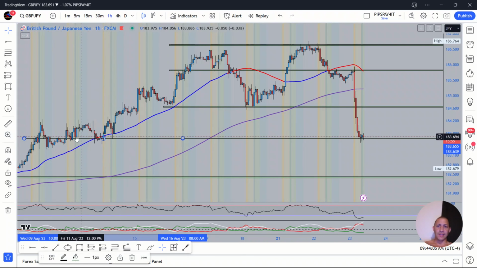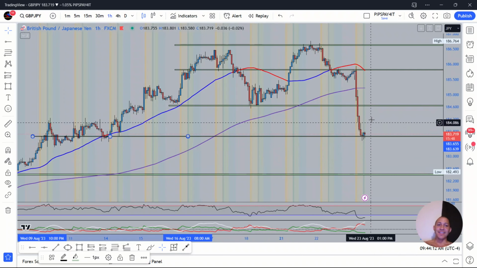So here we're definitely in oversold territory. We're on major support right here. What do you think is going to happen? I think it's going to go up.